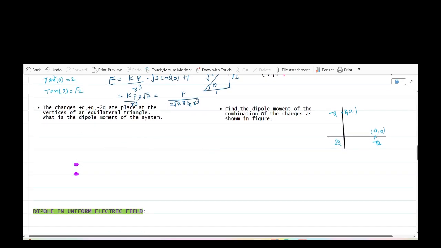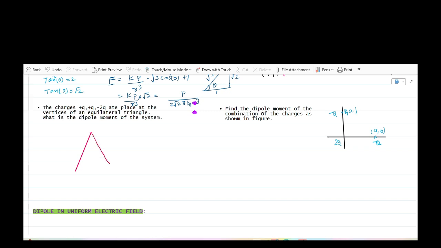So here the charges are given: plus Q, minus Q, 2Q located in an equilateral triangle. Consider an equilateral triangle. The three charges are given: in one place minus 2Q, the other places Q and Q. So because net charge Q net is equal to 0, it acts like a dipole.